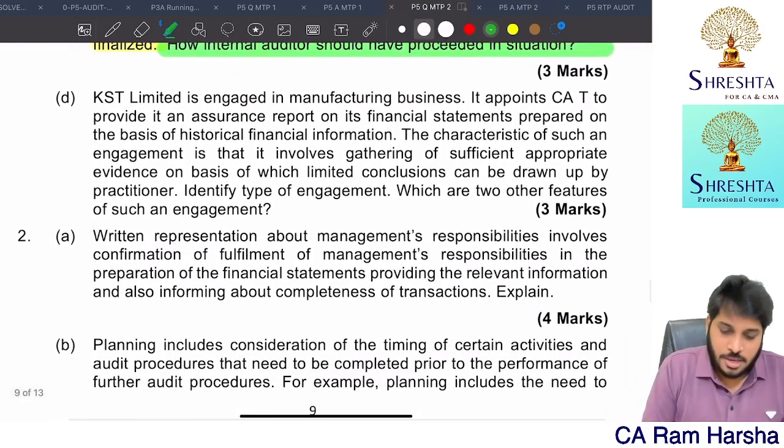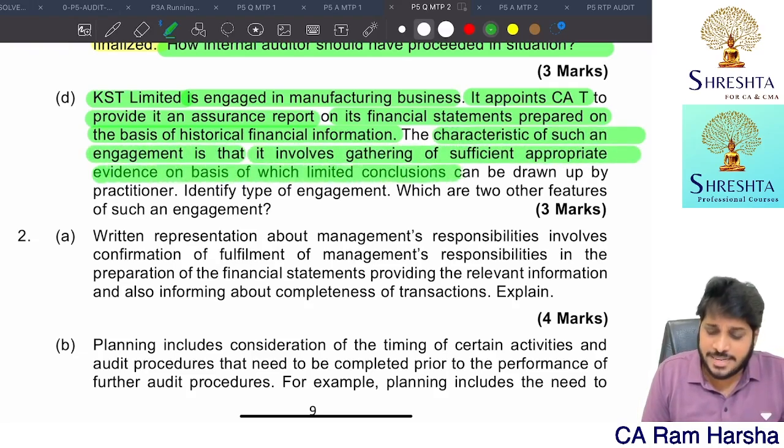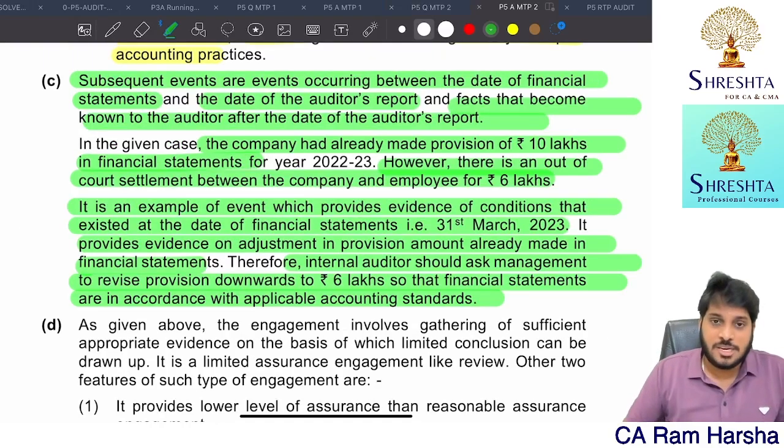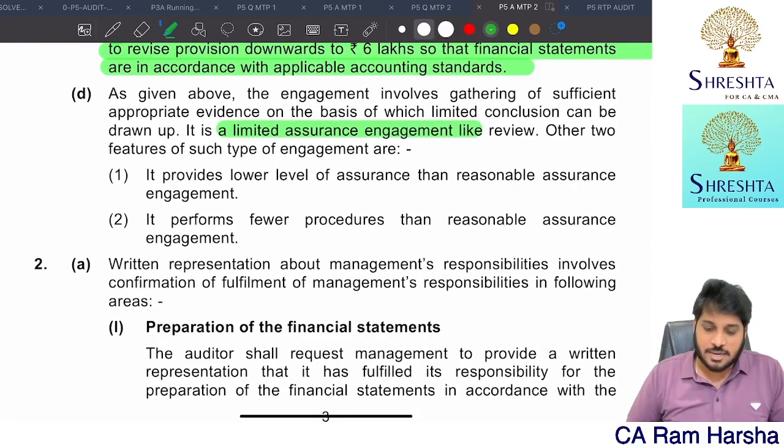Next. KST Limited is engaged in manufacturing business. It appoints a CA to provide it an assurance report on financial statements prepared on the basis of historical information. The characteristic of such an engagement is that it involves gathering of sufficient appropriate evidence on the basis of which limited conclusions can be drawn by the practitioner. Identify the type of engagement. It's a review engagement. It's a limited assurance engagement where the auditor can only draw limited conclusion.